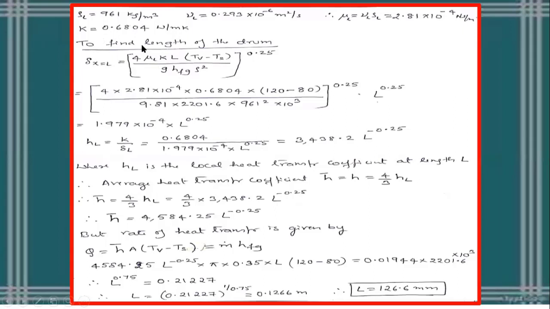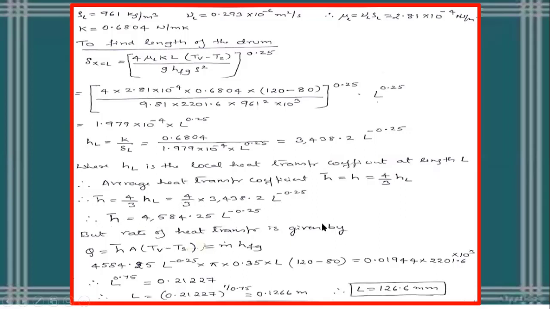Then go to the section where you have to find the length of the drum. Use delta at x equal to L and substitute here, and it will be in terms of L because we do not know the length of the drum. So just keep L as it is and continue, and h_L will be equal to k by delta_L, where h_L is the local heat transfer coefficient at x equal to L. To get the average heat transfer coefficient, go to 4/3 h_L. This is h bar, the average heat transfer coefficient.